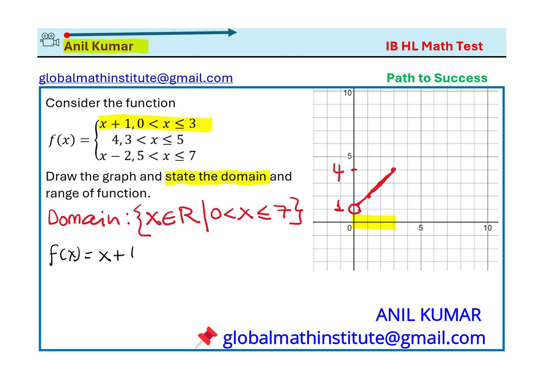Now the second portion is where x is going from 3 to 5. So this second portion, this is not connected. And it is a constant value of 4.